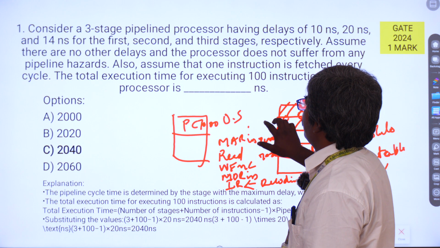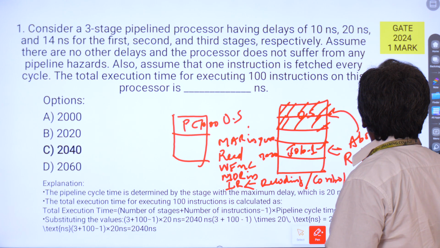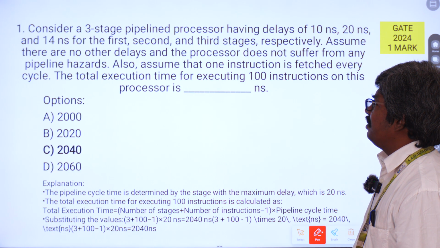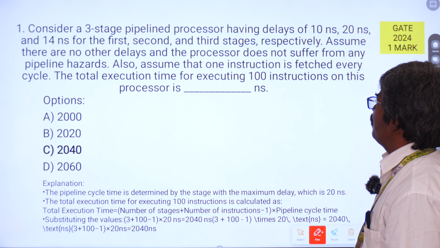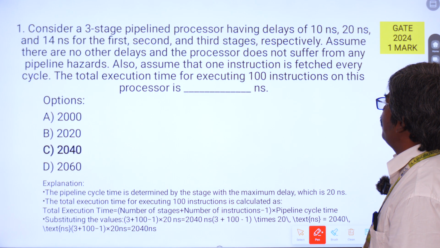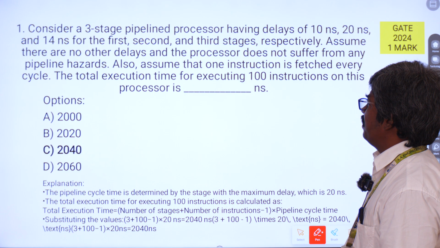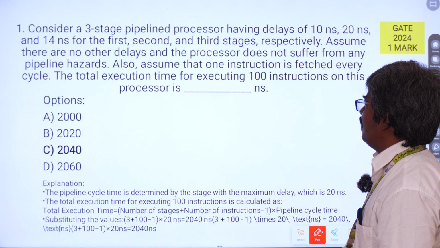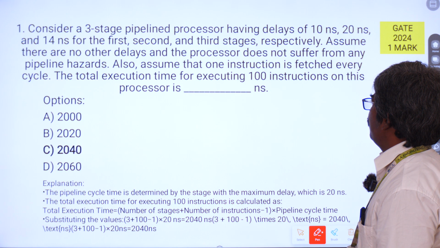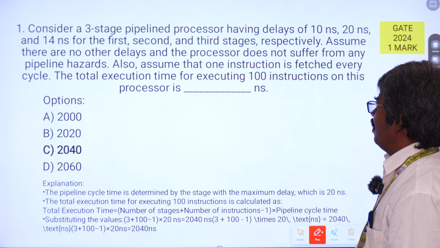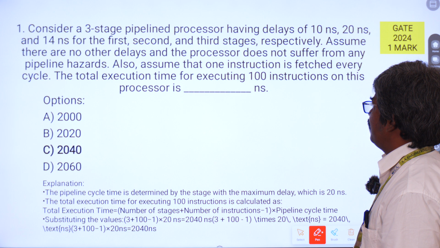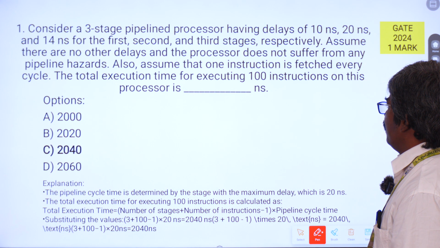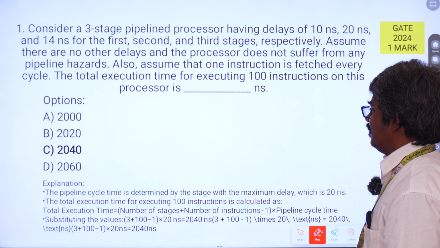So now we will see the GATE questions. Number one: consider a 3-stage pipeline processor having delays of 10 nanoseconds, 20 nanoseconds and 14 nanoseconds for the first, second and third stages respectively. Assume there are no other delays and the processor does not suffer from any other pipeline hazard. Also assume that one instruction is fetched every cycle. We have to find the total execution time for executing 100 instructions.